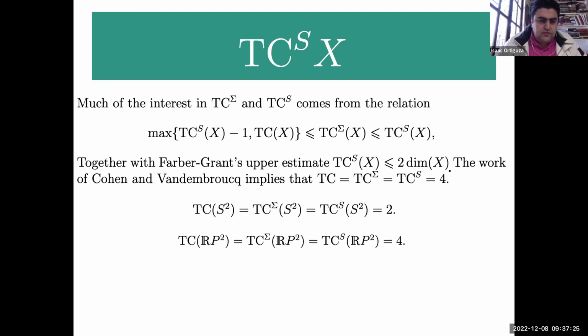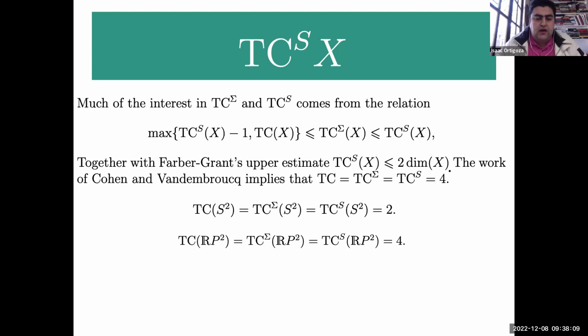Basabe, Gonzalez, Rudyak and Tamaki observed the first inequality. Also, Farber and Grant observed that the TCS is less or equal than 2 times the dimension of X, and the work of Cohen and Vandembroucq implies that the TC is equal to the TC sigma, and it's equal to the TCS of a space X for any closed surface, orientable or not orientable, of genus at least 2.